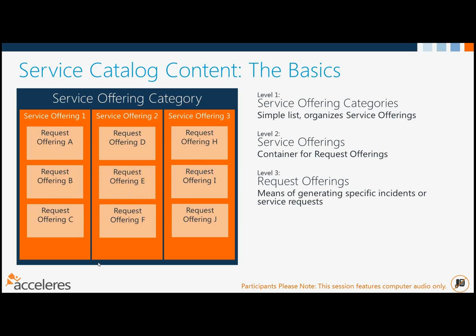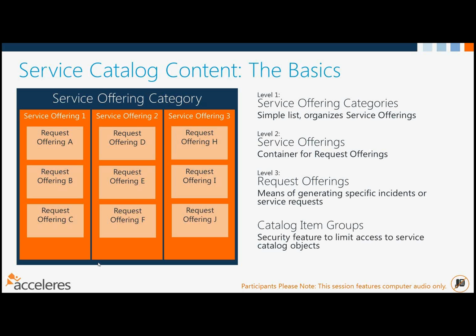And these request offerings represent the actual requests that end users can make on the portal. These have web forms associated with them that will ask for information that users can input, and these ultimately are going to generate either an incident or a service request inside of Service Manager. And then the catalog item group is really just a group of request offerings and service offerings.